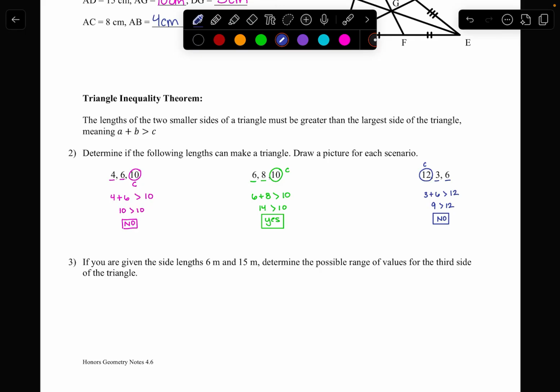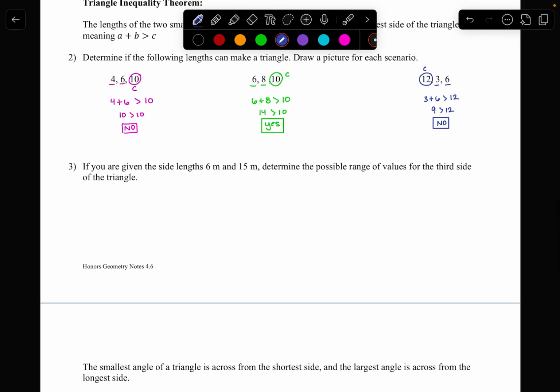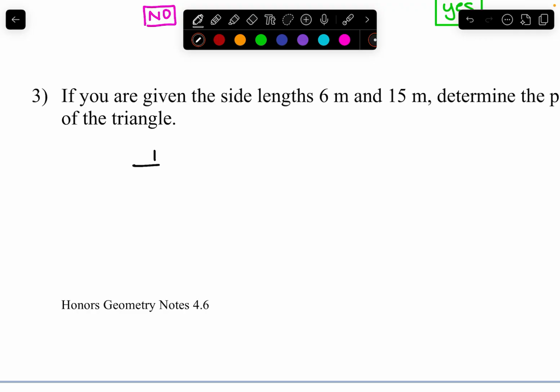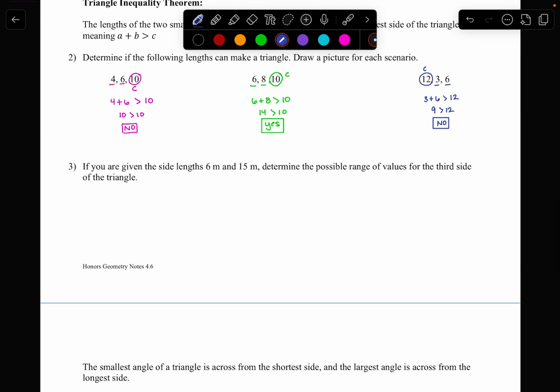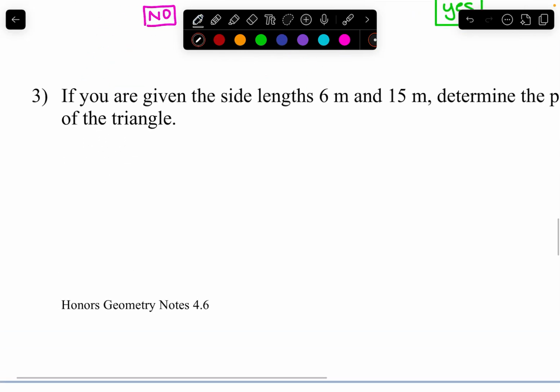That's really easy. But what happens if I only know 2 sides of my triangle and I don't know my third side, and I have to make sure that whatever that third side is still makes a triangle? That's what example number 3 is. It says, if you are given the side lengths of 6 and 15, we need to determine the possible range of values for the third side of the triangle. And we're going to always have two scenarios here.